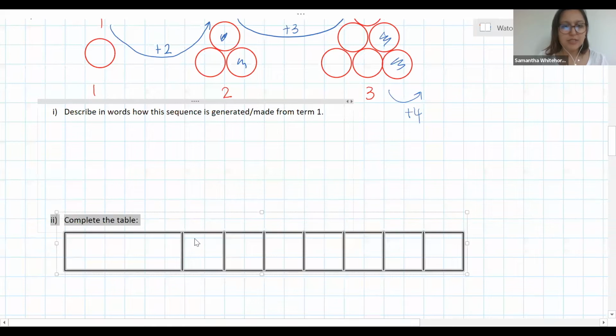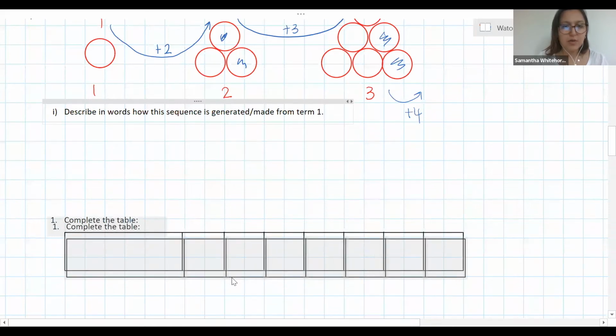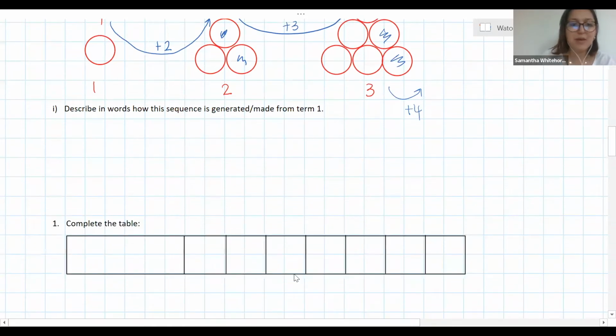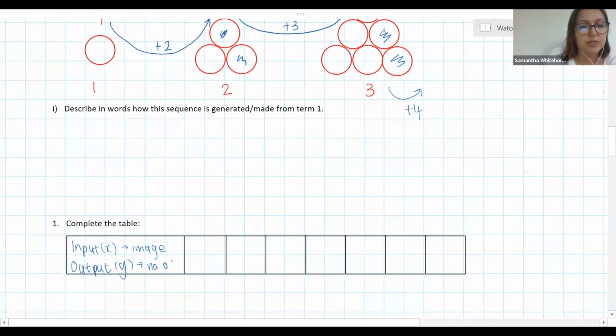Our input is going to be the image number that I'm talking about, because that will determine how many circles I have. So which image it is. So is it the first one, the second one, the third one, etc., etc. And my output, which is my Y value, is going to be the number of circles that I'm working with.